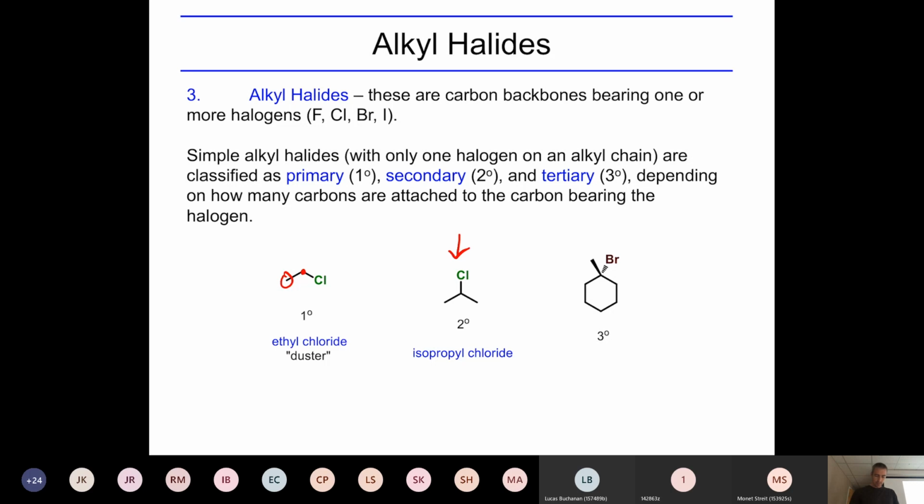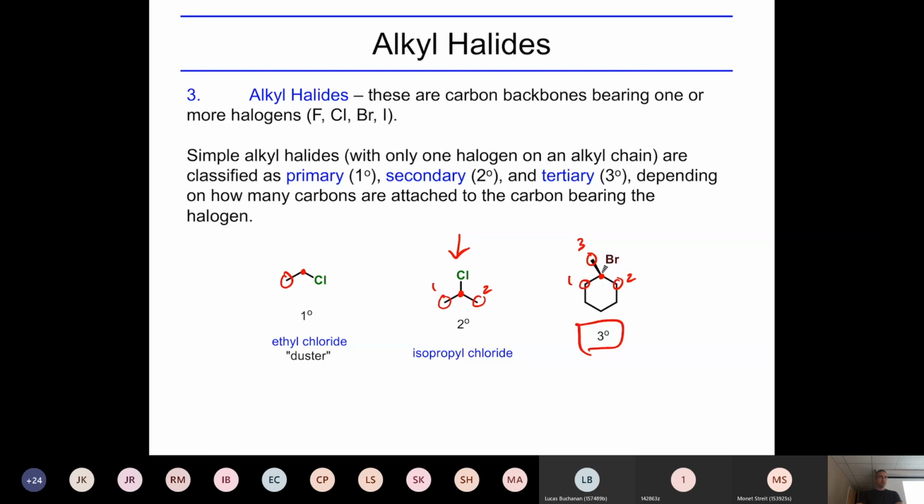Isopropyl chloride, the second example: the carbon that's bonded to the chlorine has 2 carbons attached to it. So we call this one secondary. And in this example over here, the carbon that the bromine is coming from has 1, 2, 3 carbons attached. So we say this one is tertiary, or 3 with a little 0 there. Okay.